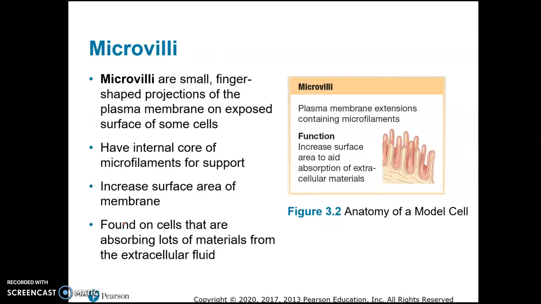Microvilli are areas of the plasma membrane where the plasma membrane has been folded, and it forms these finger-like projections, and they have a special role. They increase the surface area of the membrane. So, for example, cells that need to absorb a lot of nutrients, the cells that line our small intestines, for example, are going to be covered with microvilli because they can absorb a lot more nutrients that way.